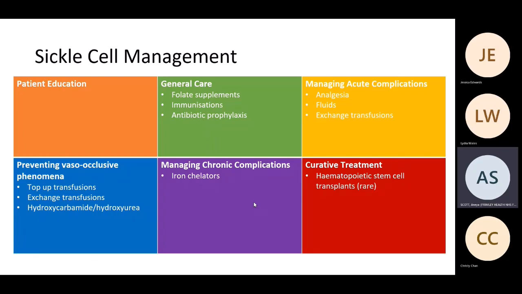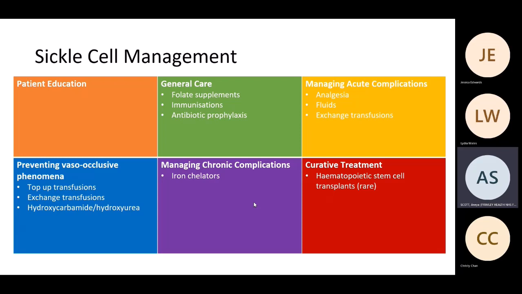To try and prevent the vaso-occlusive phenomena, some sickle cell patients do just have regular top-up transfusions or exchange transfusions. And there's also a medication called hydroxycarbamide, which is the same thing as hydroxyurea. And that stimulates the bone marrow to produce more fetal hemoglobin, and that way it reduces the level of sickled hemoglobin.